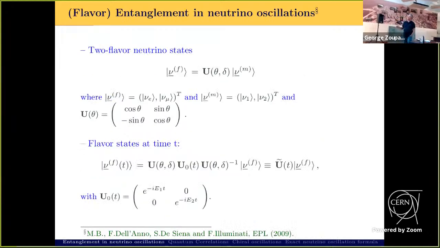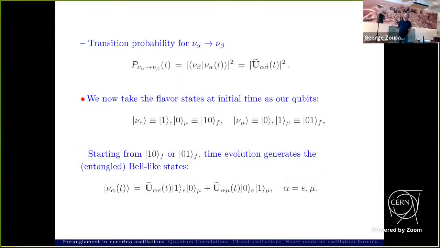But we can play another game. We can go to the flavor basis. Here is all you need, there is quantum mechanics. And we can define our qubits as the flavor states. So generally, the neutrino at a later time is an entangled state of the initial qubits.